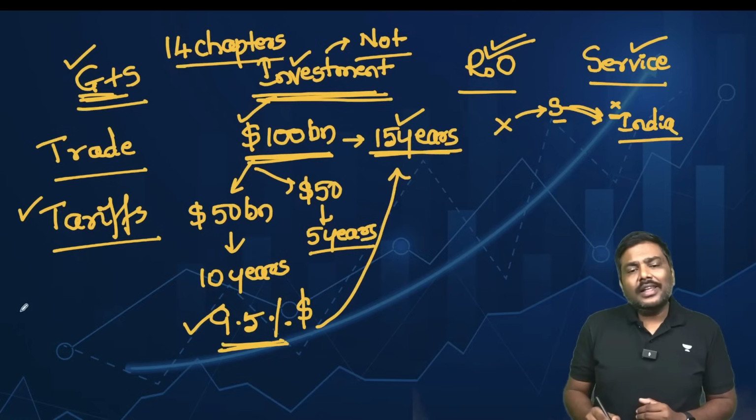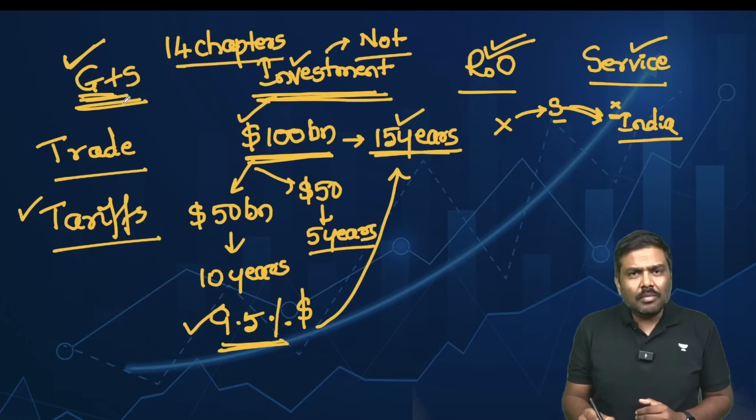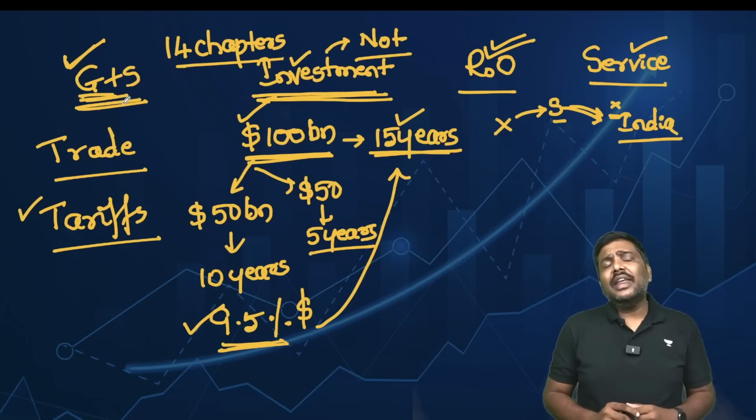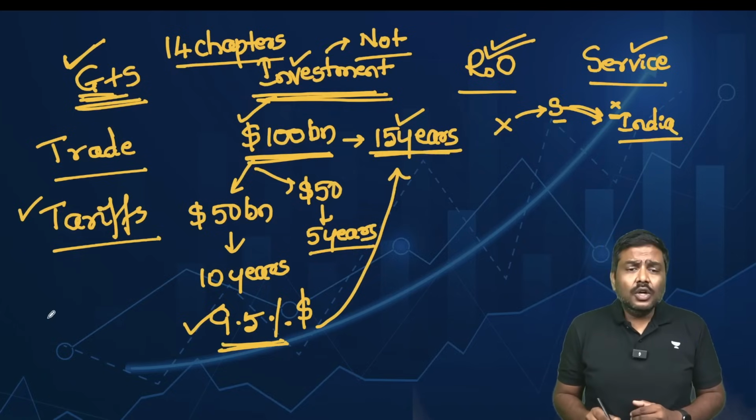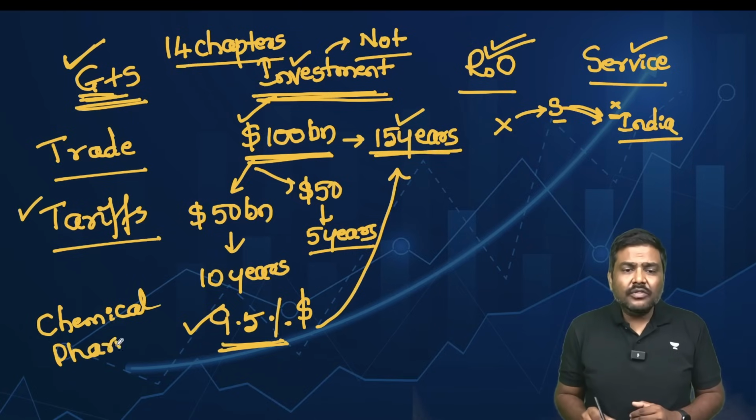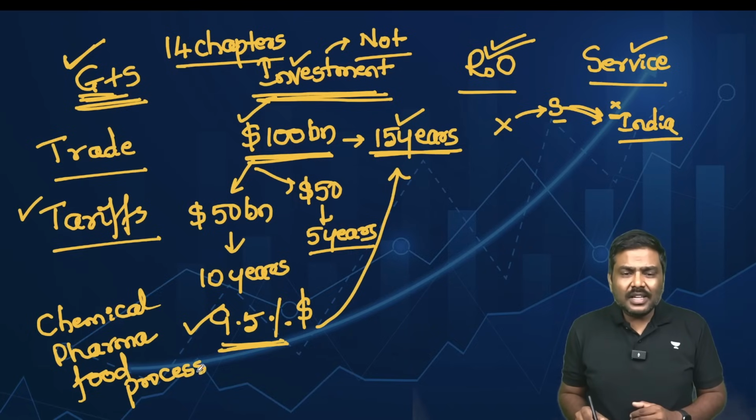Point number 5 regarding the agreement: where are we expecting the investments to come from these countries in India? We are expecting a lot of investment to enter the chemicals sector as well as the pharma sector. Chemicals, pharma, food processing, etc. We expect a lot of investments from these countries to enter these areas. And what is the importance?